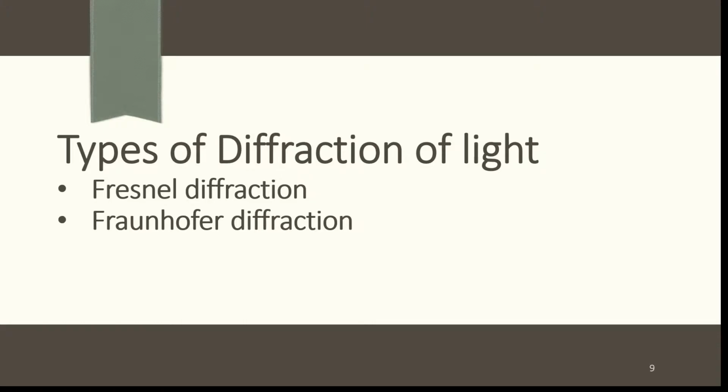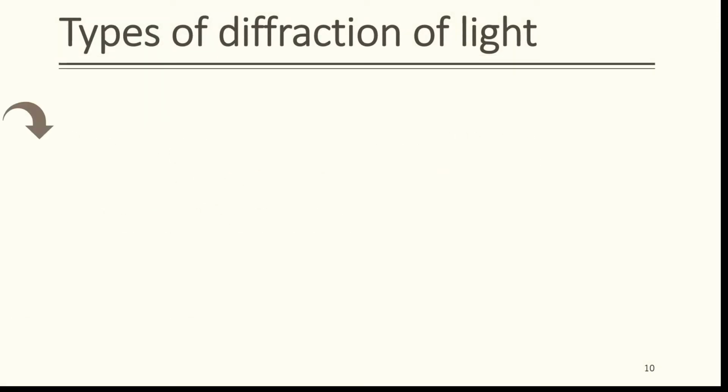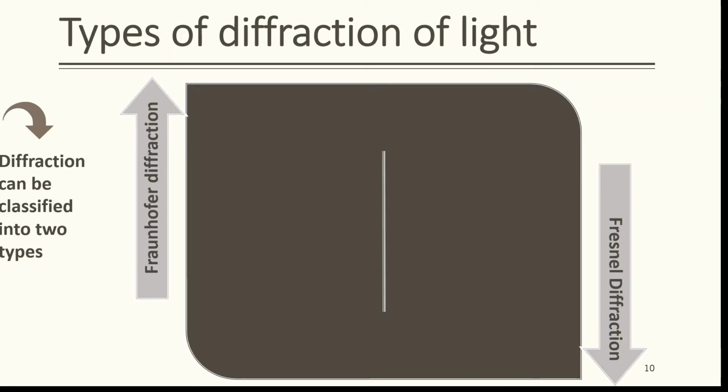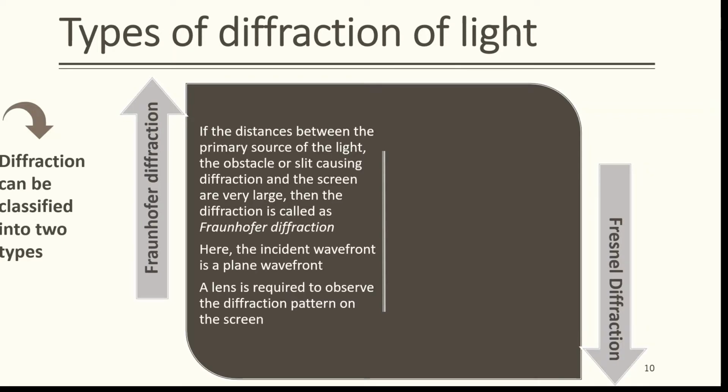Types of diffraction of light: Fresnel diffraction and Fraunhofer diffraction. Diffraction can be classified into two types: Fraunhofer diffraction and Fresnel diffraction. Fraunhofer diffraction: if the distances between the primary source of light, the obstacle or slit causing diffraction, and the screen are very large, then the diffraction is called Fraunhofer diffraction.